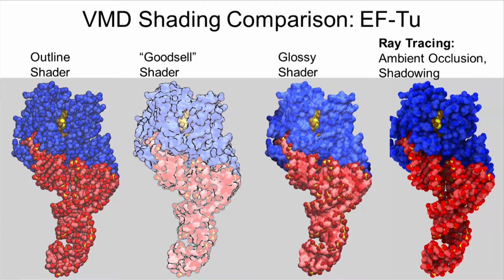VMD can represent things with a lot of different so-called material properties and coloring schemes. They can vary everything from a normal looking molecular visualization to something that's more cartoonish to something that's more photorealistic. And I'll talk a little about the last case later on in the talk.